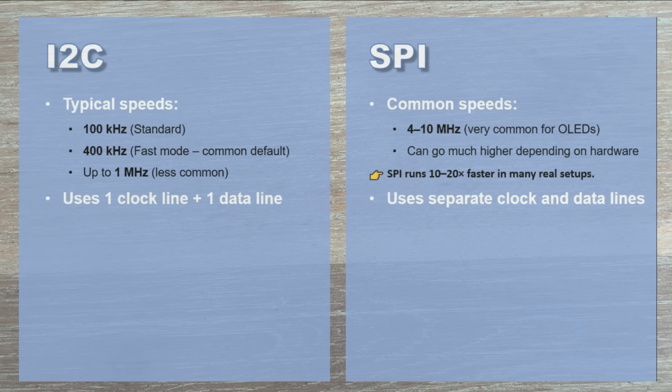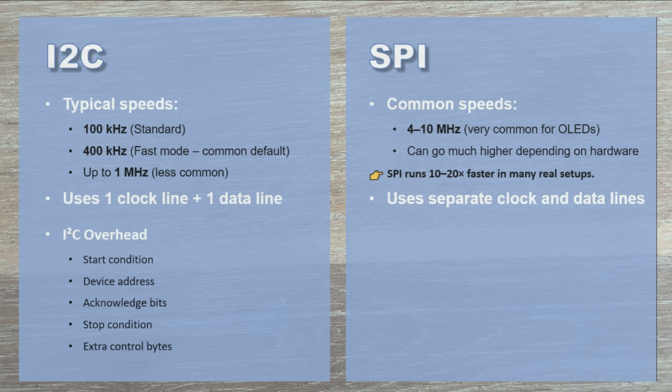But speed isn't just about clock frequency, it's also about overhead. With I²C, every transmission starts with a start condition from the microcontroller, then you send the device address. After that, the display sends back an acknowledgement bit, and also you have control bytes and a stop condition. And all of this happens over the same data line as the actual pixel data. SPI is much simpler. There are no device addresses, no acknowledgement bits. You just continuously stream data from the buffer created in your library straight to the display.